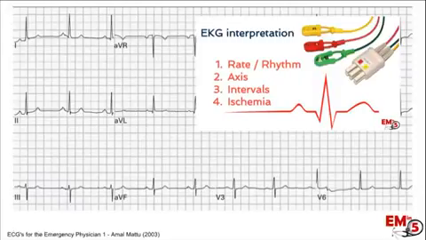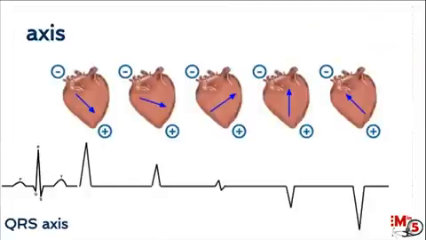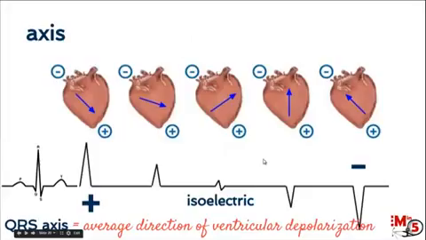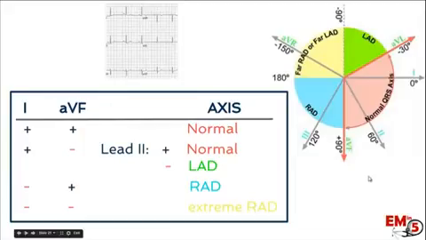All right, next we're going to look at the axis. And here we're referring to the QRS axis, which if you remember is the ventricular depolarization, and specifically the average direction of the ventricular depolarization. And on our EKG, we're looking for positive waves, meaning upward, and for negative waves, meaning downward. We're going to be looking at these 2 leads in order to determine the axis, lead 1 and lead AVF. So we're going to look at each of those waves, and then we're going to plot it on the circle over here. So let's do our first line here.